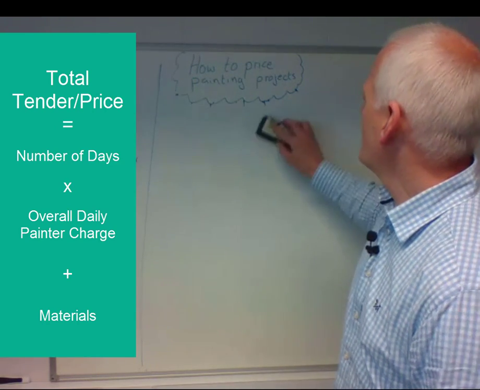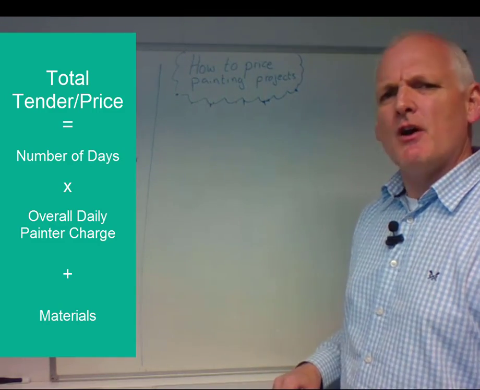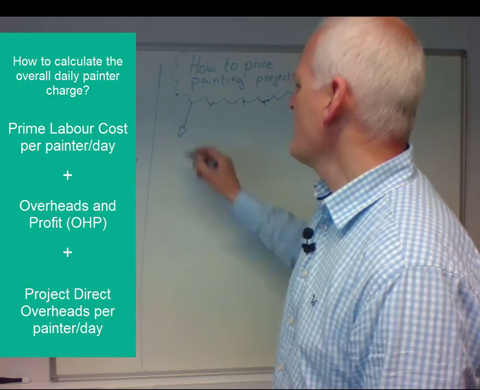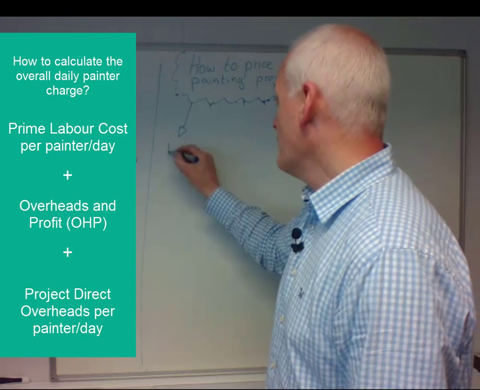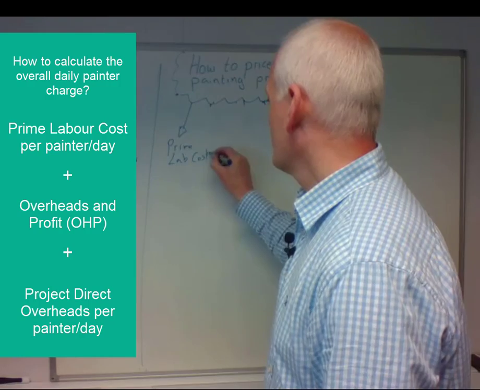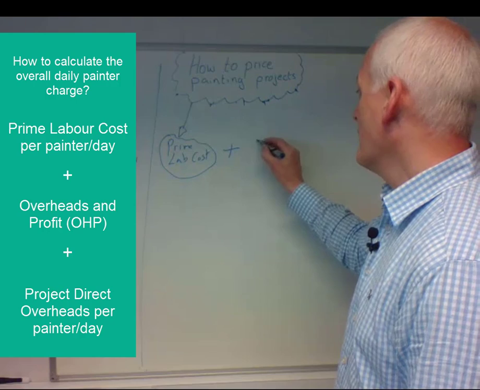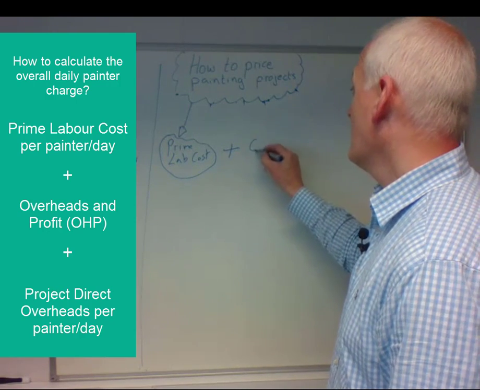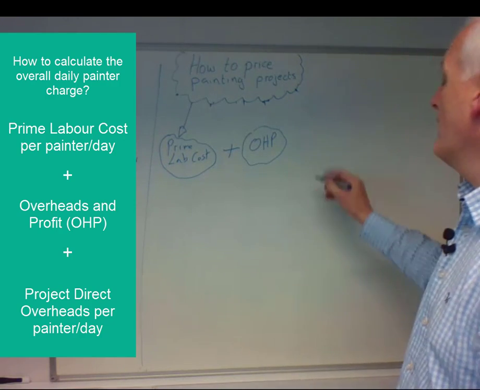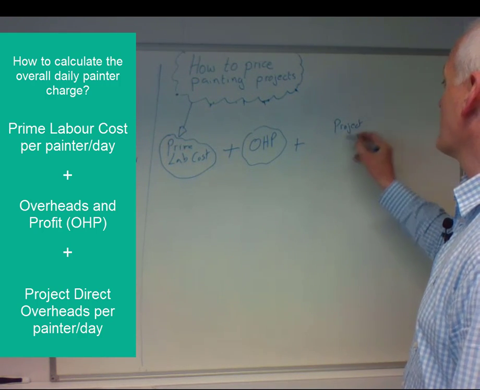So that's looking at the number of days. You've then got to decide with the project, well, how much am I going to charge per day per painter? And basically, the overall daily painter charge is made up of three elements. You've got your prime labour cost, you're going to add on to that an allowance for overheads, and that's your company overheads and profit, which I'm going to call OHP. And then you've got to add on your project direct overheads.